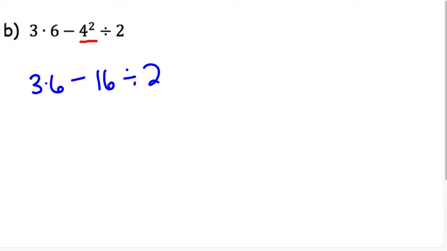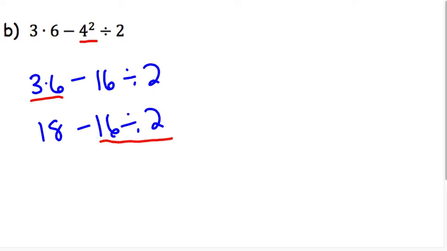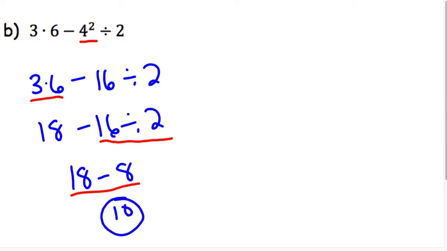So 3 times 6 appears first if we look at it left to right. So 3 times 6 is 18 minus 16 divided by 2. And again, I'm only showing one step at a time, and that's very important, especially if you're making mistakes. Take your time, do one thing at a time, one thing each step, and just make sure that you're getting these correct. So now I move on to the next part, 16 divided by 2. So bring down the 18 minus 16 divided by 2 is 8. Last step, we just need to do this subtraction right here. 18 minus 8 is 10. Final answer.